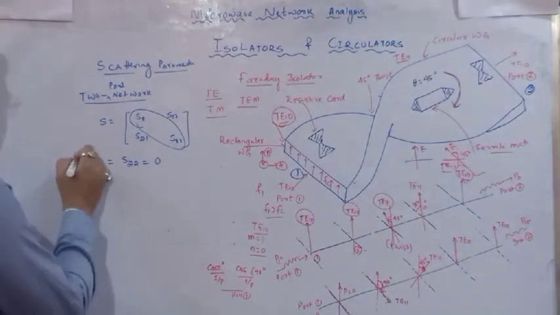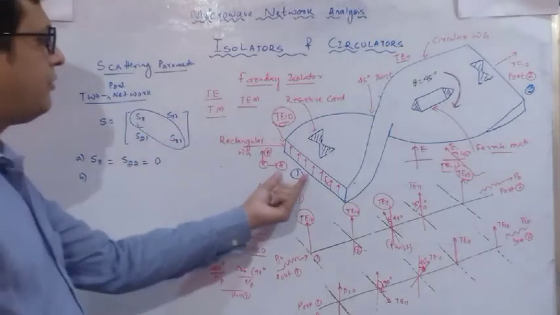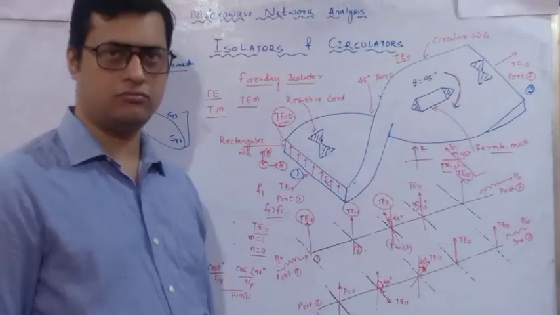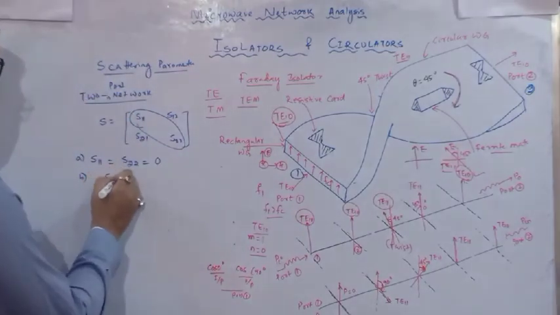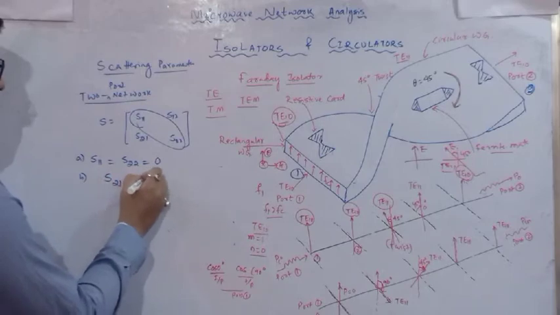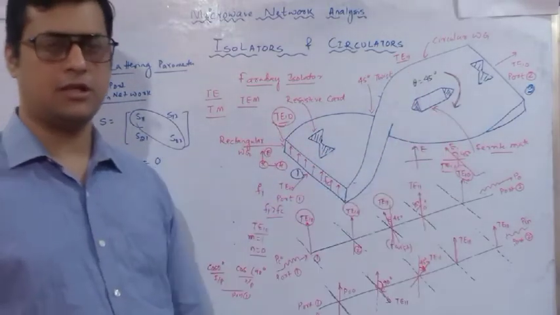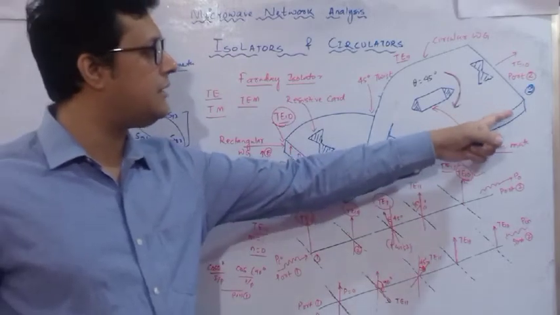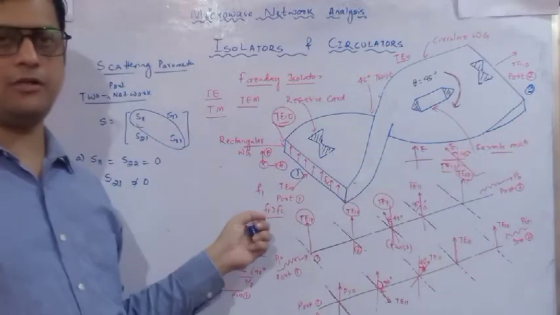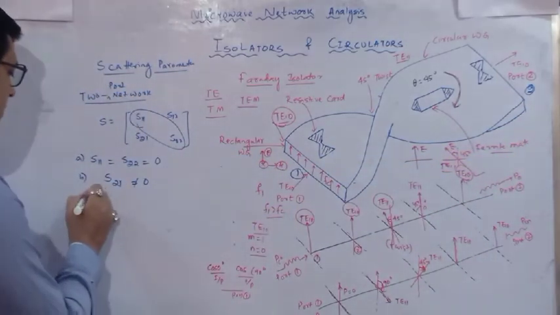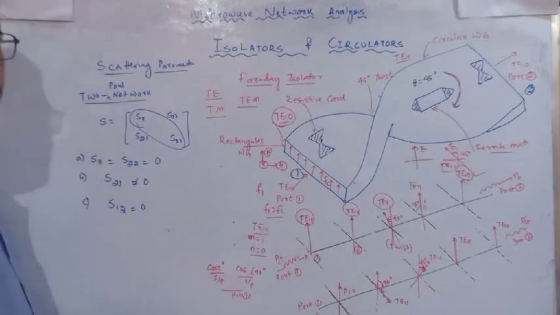Second, we are providing the power from port 1 and delivering at port 2. So which scattering parameter is going to exist? S21 is not equal to 0, meaning it will provide the power from 1 to 2. But the reflected power which is available at port 2 should not come back to port 1. So if it should not come back to port 1, S12 must be equal to 0.